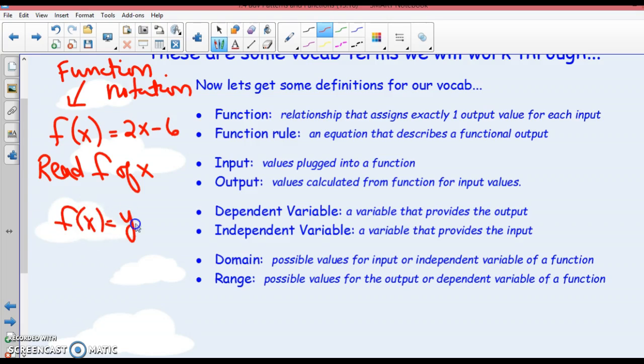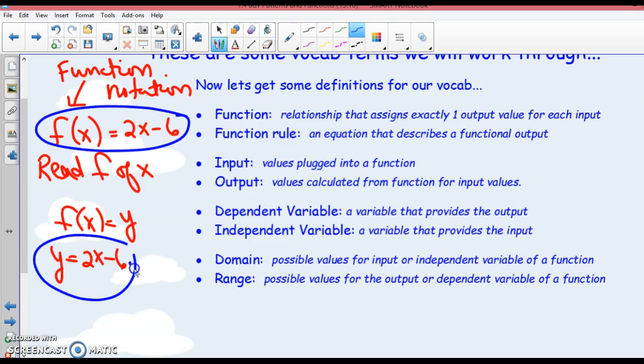f of x is the same as y. f of x and y are the same. So I could write this. This is what we call function notation. I could also write it this way. These two things are the same. Okay? Function notation, f of x. This is showing x is the input. This would be the output.